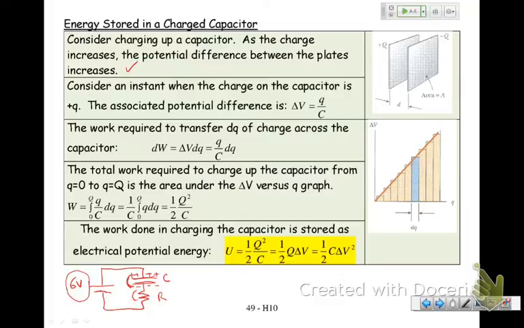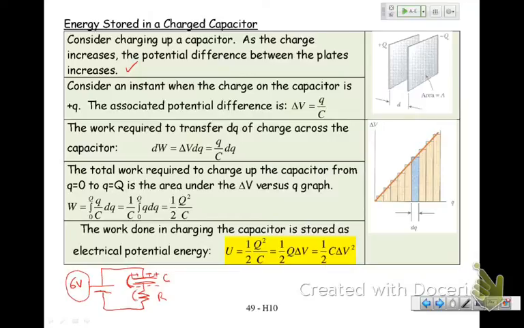So here we say the potential difference between the plates increases. Initially there's no potential difference across the plates because there's no charge. But as I put more and more charge on, I get more and more potential difference. Consider an instant when the charge on the capacitor is plus Q. The associated potential difference is delta V equals Q over C.